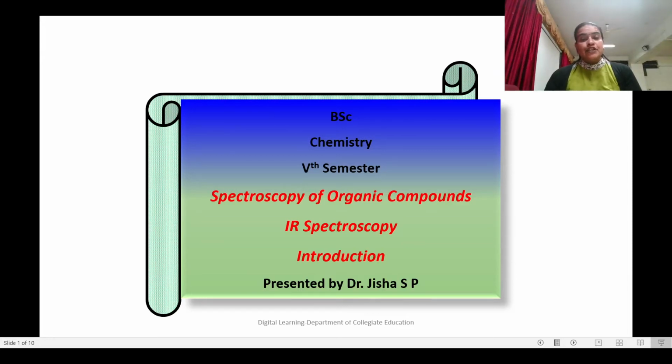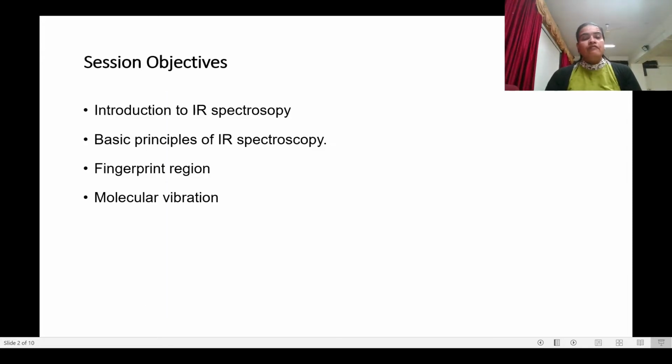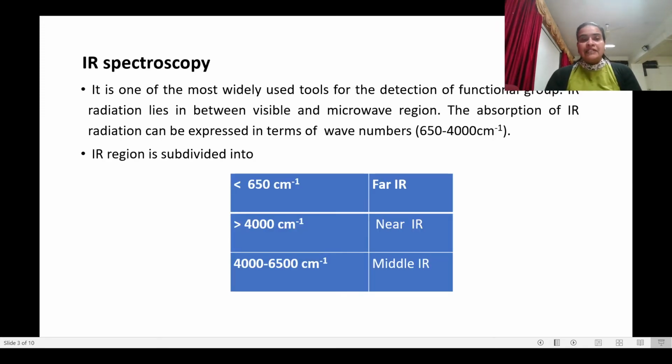This session is an introduction to IR spectroscopy, where you can see the introduction, basic principles of IR spectroscopy, the fingerprint region, as well as molecular vibration taking place in infrared spectroscopy. IR spectroscopy is one of the most widely used tools for the detection of functional groups.